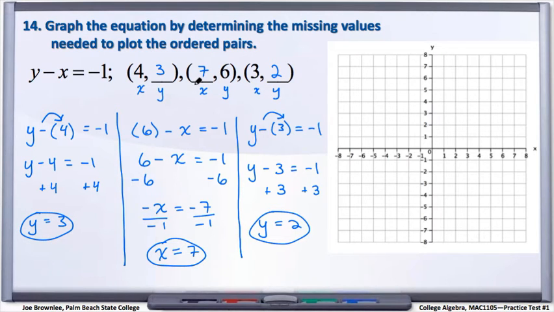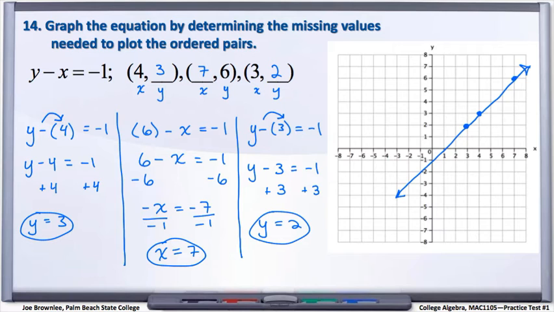We're going to plot these points, connect them, and see what our line looks like. So 4, 3, right about there. And now 7, 6, looks right about there. And finally 3, 2, looks right about there. And I'm going to do my best to draw a straight line. Hey, that's not too bad freehand, right? So there we have it. There is the line y minus x equals -1.